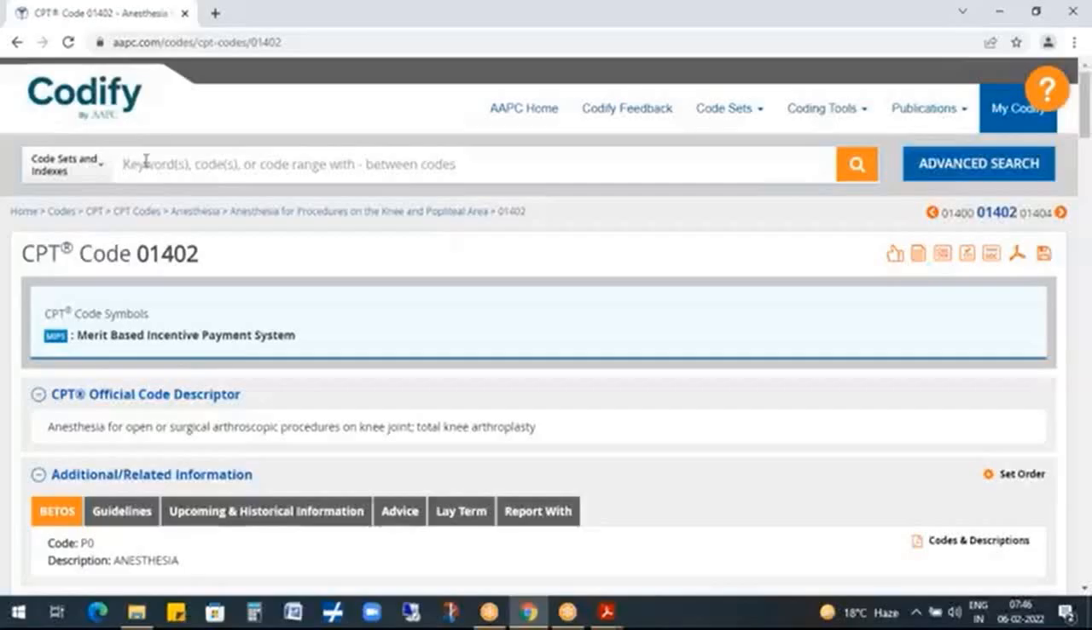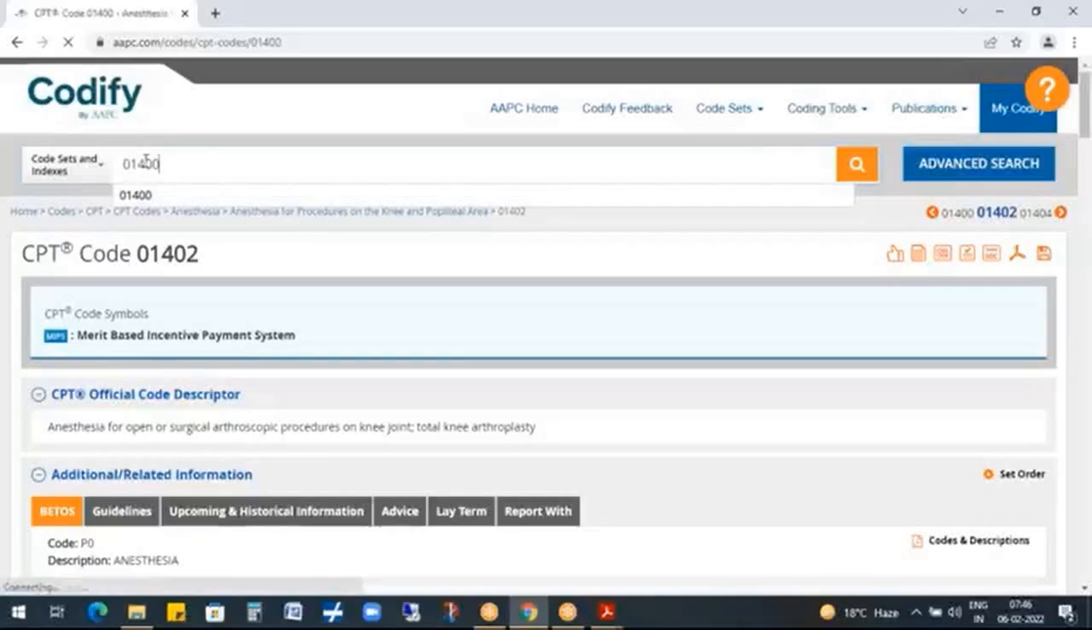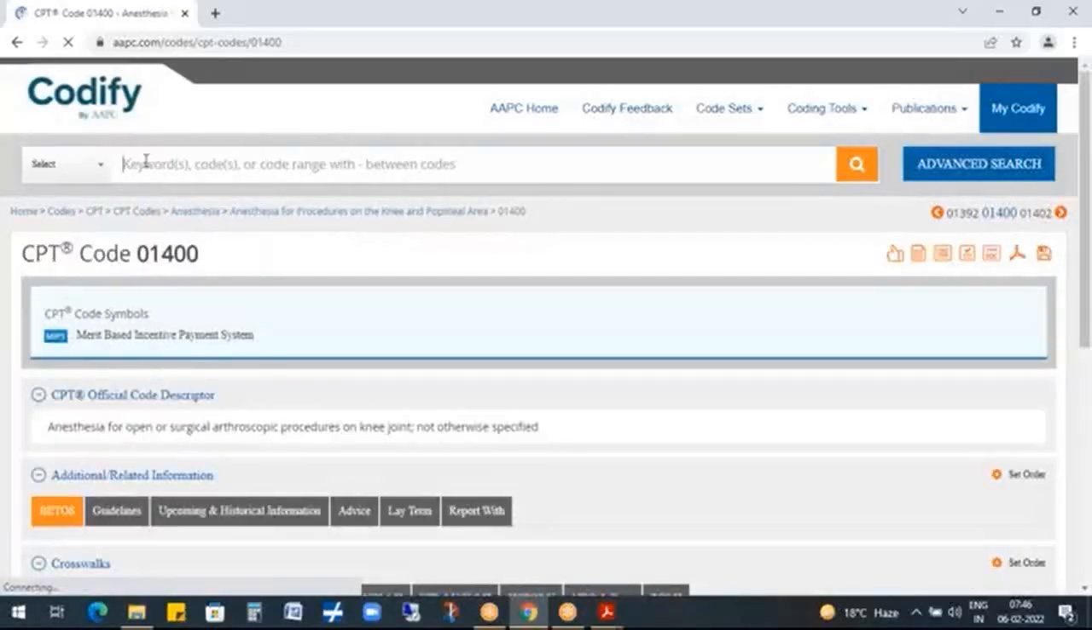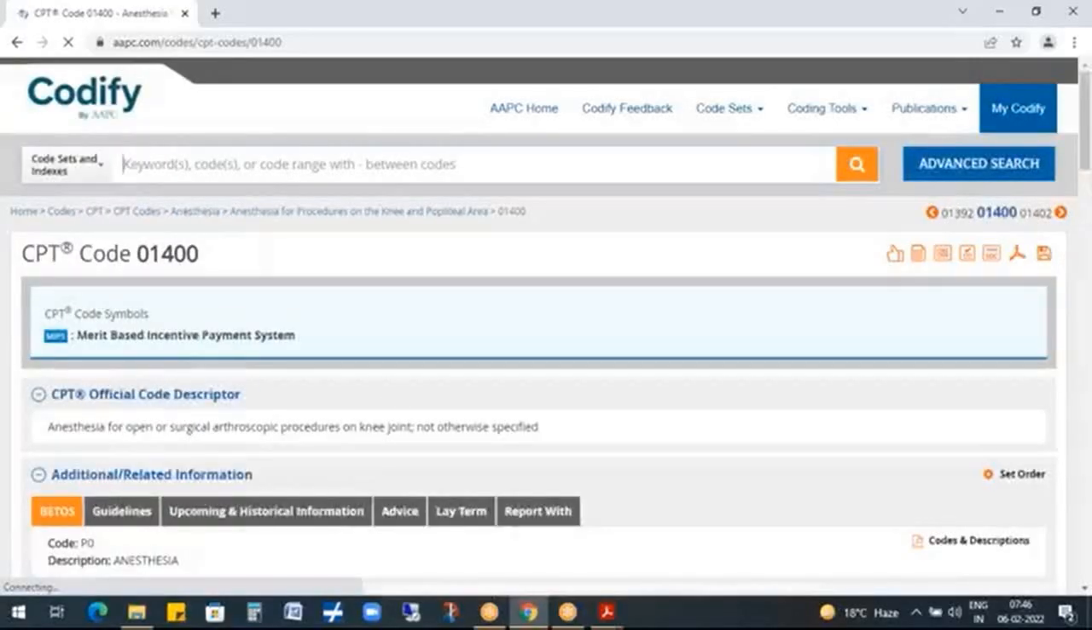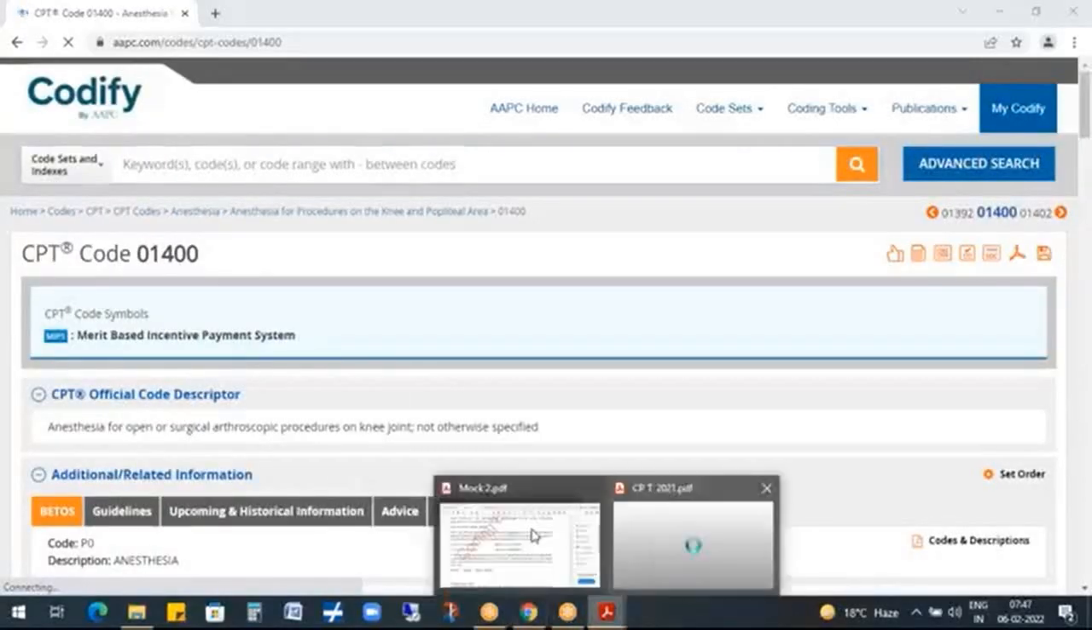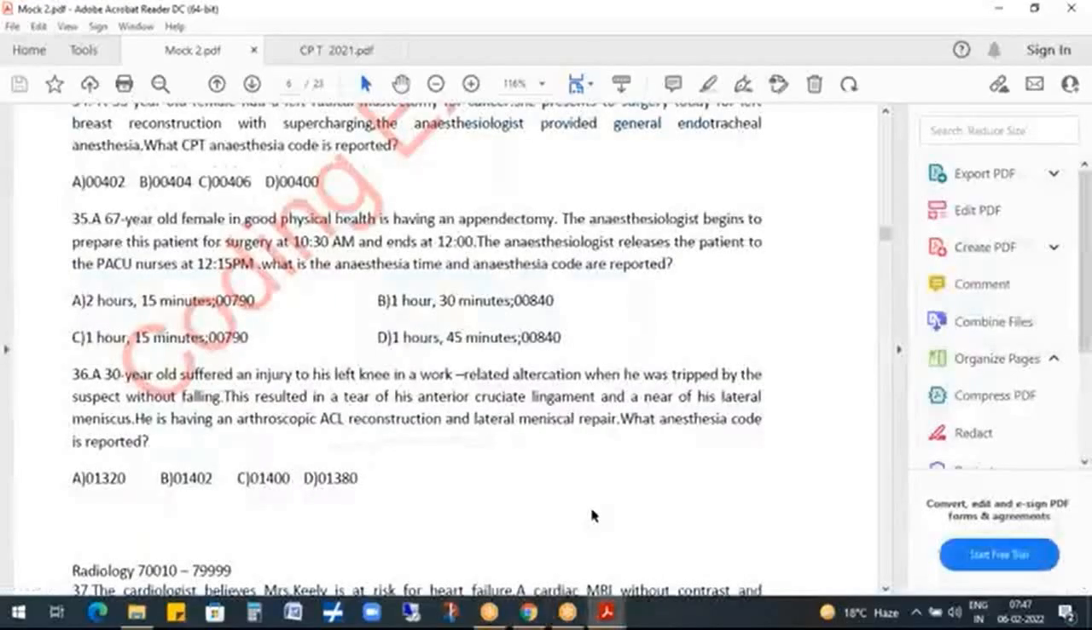I thought knee lateral replacement. Yes, ACL reconstruction and lateral meniscal repair they gave. No, sir, only one portion of the knee.